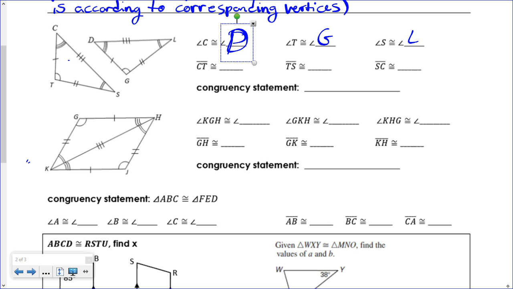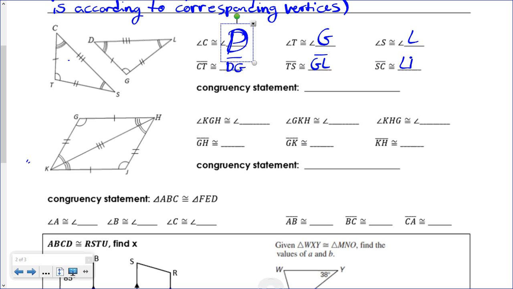DG. Now this is where the details come in. I could not have written that as GD. DG and GD are the exact same segment, but you have to specifically name it DG because that's the order they used over here. They went from C, the vertex with three marks, to T, the vertex with one mark. So you have to mimic that in the other triangle. That's what I mean by using the same order according to the corresponding vertices. What about TS? TS goes from the single mark to the double mark. GL. SC goes from the double mark to the triple mark. LD. So that's how you name angles and sides.